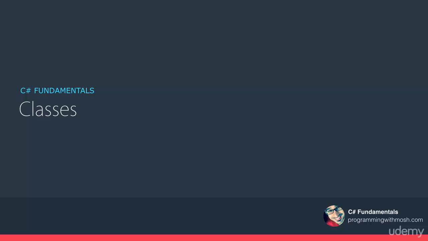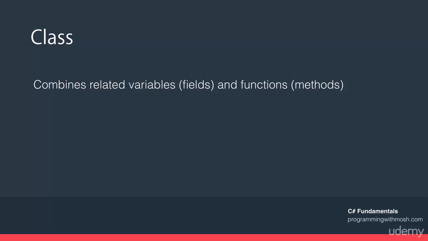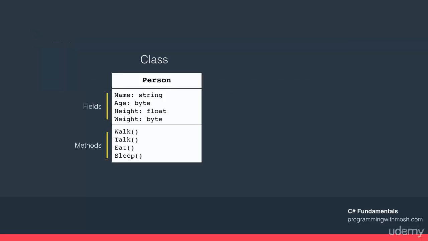Earlier in this course, you learned that classes are building blocks of our applications. These classes combine related variables or fields and functions together. So here's an example. In this picture, we have a class called person with 4 fields: name, age, height, and weight. And it also has 4 methods or 4 functions: walk, talk, eat, and sleep.